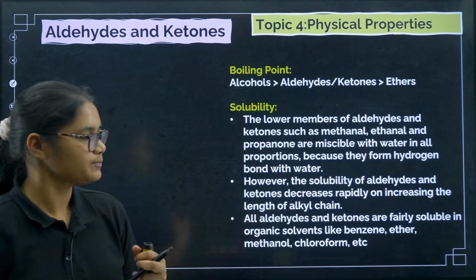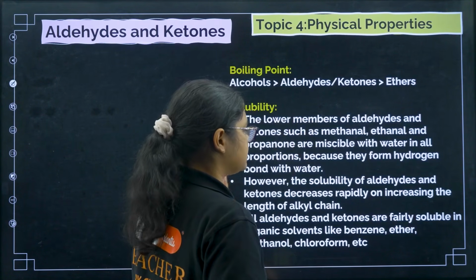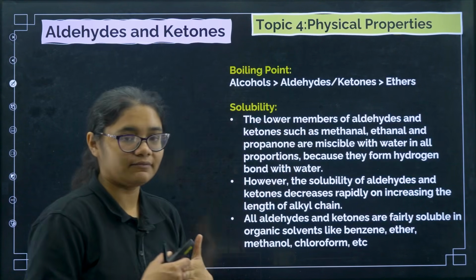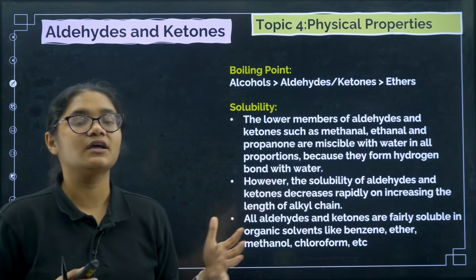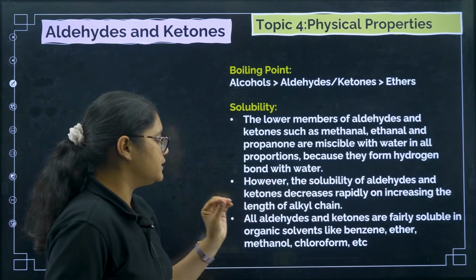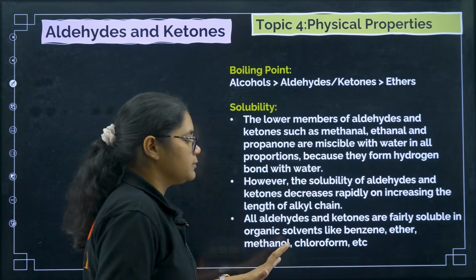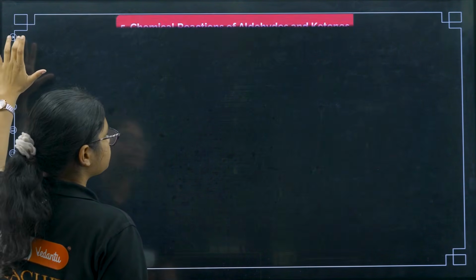Now coming to solubility, the lower members are very easily soluble in water because of hydrogen bonding, but the solubility will decrease with the increase in the R group. When the size of the R group is more, the solubility will decrease. All aldehydes and ketones are fairly soluble in organic solvents. Okay, this is all about solubility.